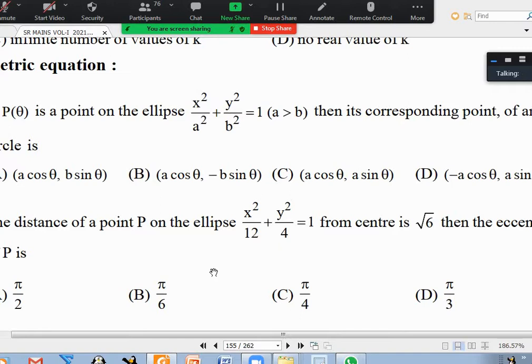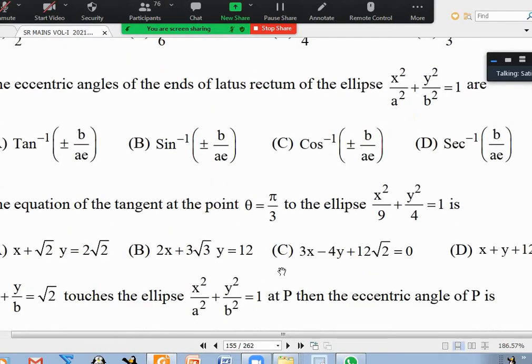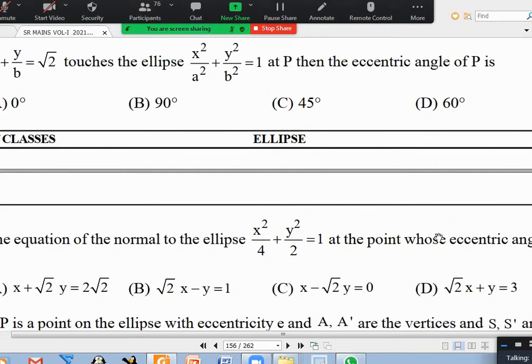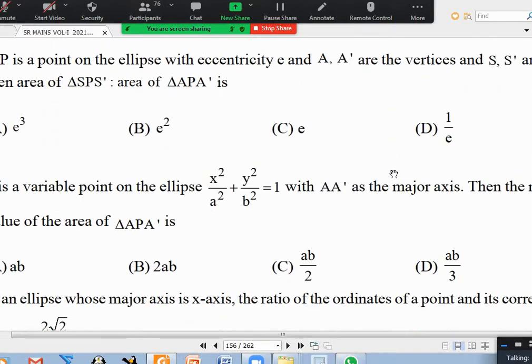Okay, these two questions, does anybody have any doubt? Okay, 43 or 44, anybody any doubt? 45 or 46? I think you can just compare with the standard formula x cos theta by a plus y sin theta by b equal to 1. And the normal is ax by cos theta minus by by sin theta equal to a square minus b square.